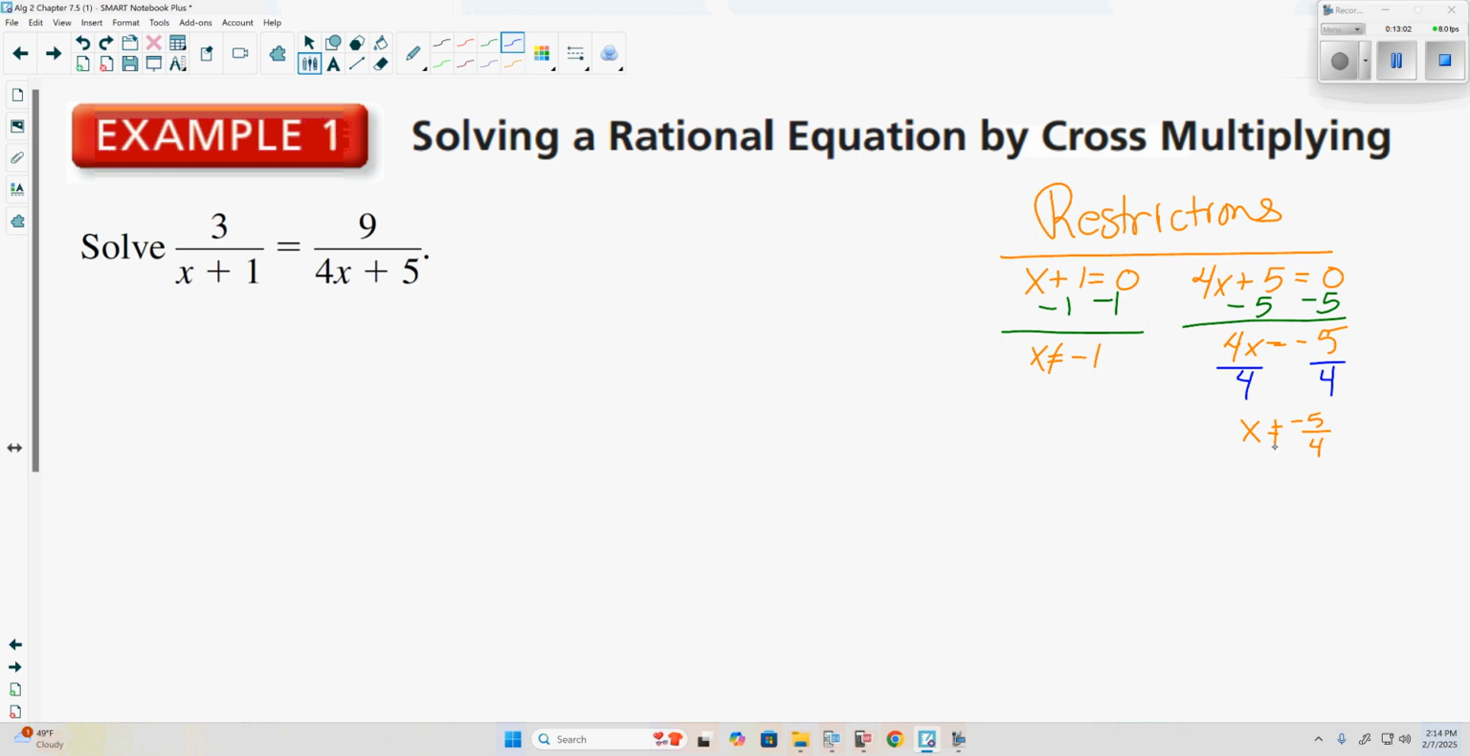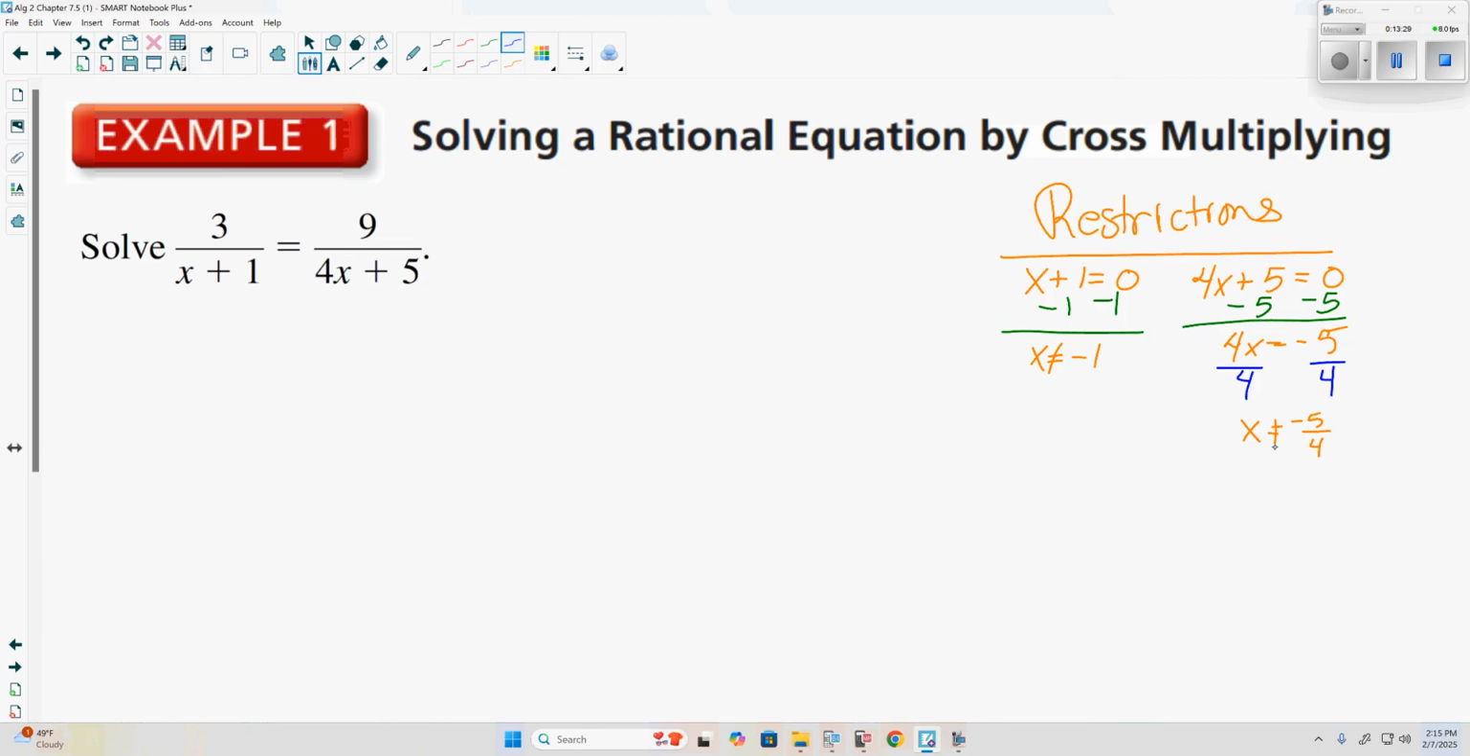And this is kind of nice because this helps us not have to plug in all of our answers back into the original equation to make sure they work. Because if negative 1 or negative 5/4 shows up, it's a restriction, it's an extraneous solution, it's not going to work. So we don't even have to plug them in to know that they don't work. Does that make sense?